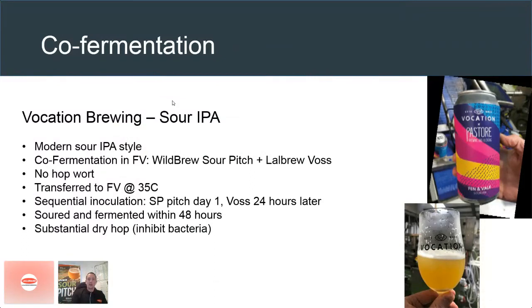So, you know, Matt had the great idea to use that as a co-fermentation, and it's a sequential inoculation effectively, but they'd soured and fermented within 48 hours, which was crazy. And then they did this huge dry hop to inhibit the bacteria and effectively make that safe to then go on. But it's an absolutely stunning beer. Added a really nice, refreshing acidity to it. Then you get all this fantastic aroma coming from the Kveik, the LalBrew Voss, and obviously the modern hops.